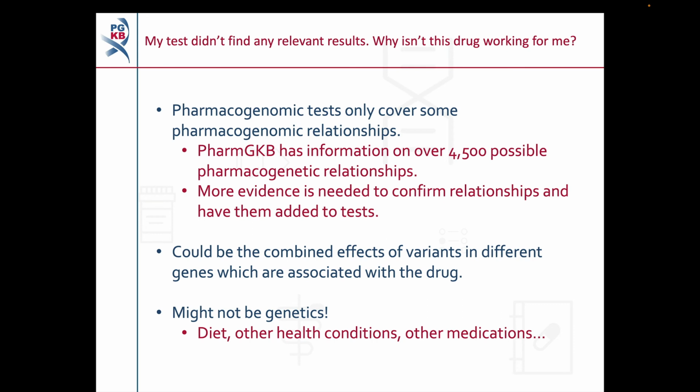It's also likely that a person's response to a drug is the result of the combined small effects of variants in different genes rather than a single variant with a large effect. Research is starting to uncover these smaller effects, but more work is needed until we understand them enough to use them to guide drug prescribing. Finally, it may not be the person's genetics which is causing the poor drug response. Factors like diet, other health conditions, and other medications can also have an effect.